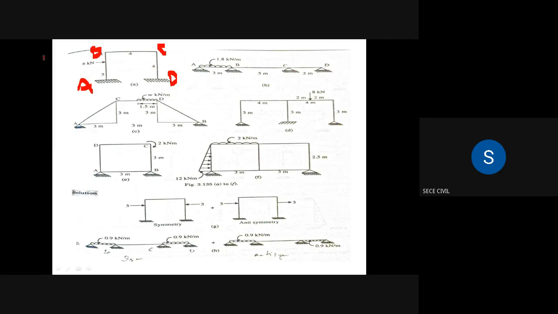Okay, so first we have to convert this into symmetric. So we are converting the load. 6 kilonewton we are changing into 3.